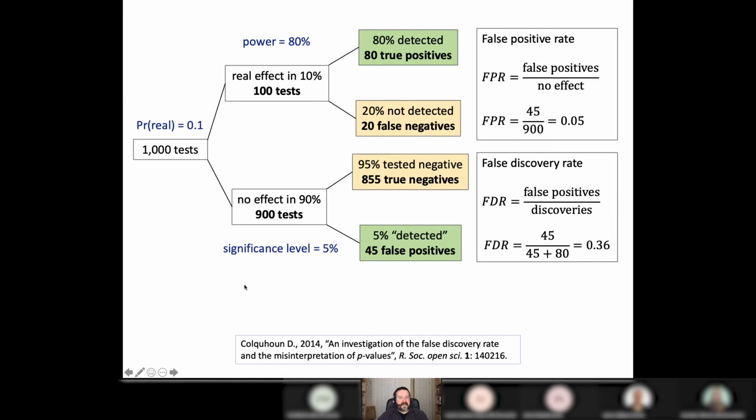However, the false discovery rate, as you know, is different. It's the number of false positives, which is 45, divided by the total number of discoveries, the tests which we call positive, which is 80 plus 45. And the false discovery rate is 0.36. It is 36%. I know what you are going to say now.